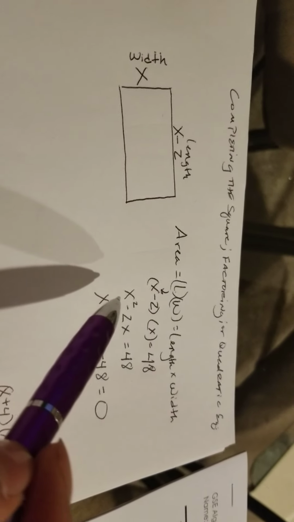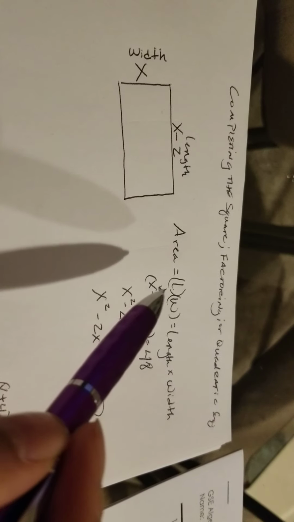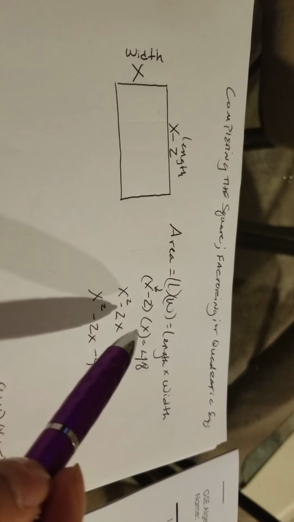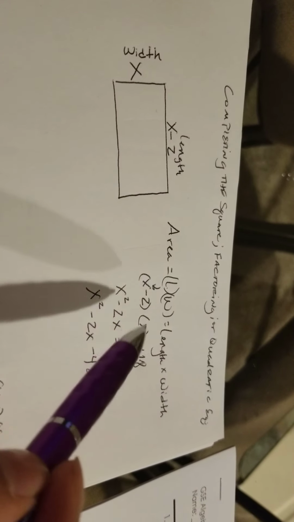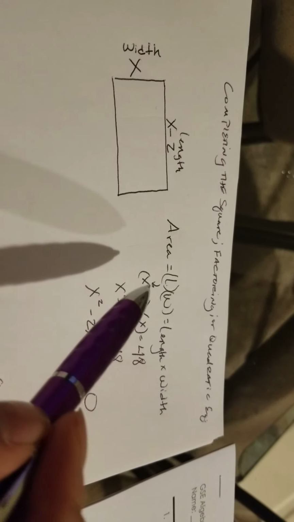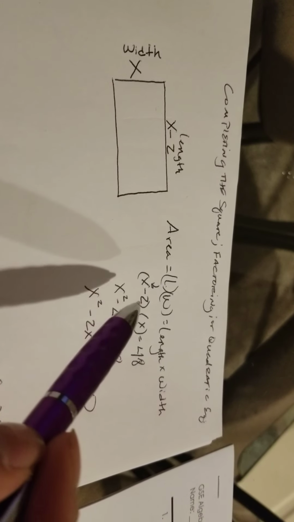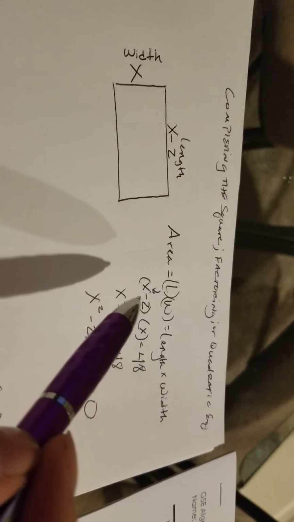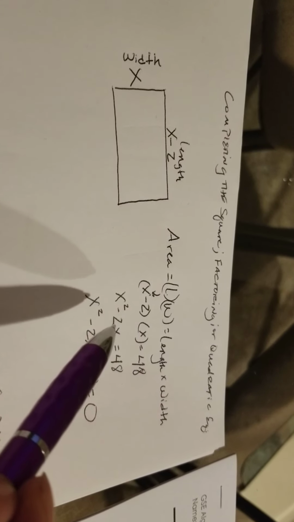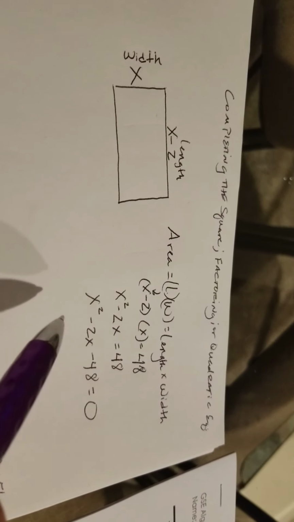So from there, we can distribute. We have X times X. It doesn't matter if you put the X in the front or behind. Basically you're taking this X and multiplying it by each of those terms. So you have X times X, which is X squared. You have X times negative 2, which is negative 2X. So that's equal to 48.